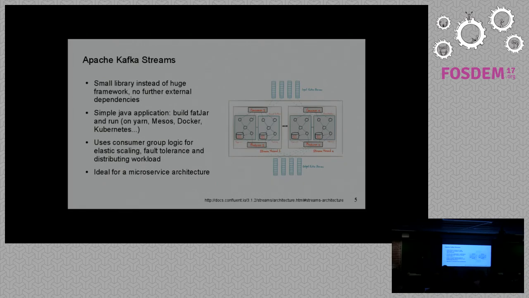Kafka Streams basically uses this Kafka consumer group logic that I introduced for scaling and fault tolerance. Other stream processing frameworks had to really invest a lot of work to get elastic scaling and all that working. And Kafka Streams basically got it for free by using the consumer logic. And that consumer logic with Kafka has been already tested and battle hardened for many years by now. So it's something that has proven to be working.